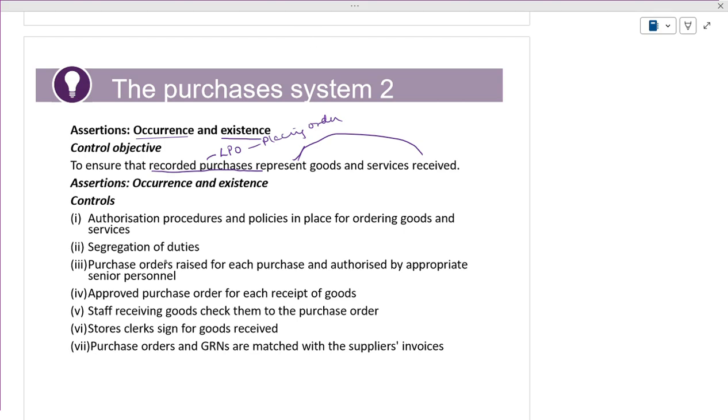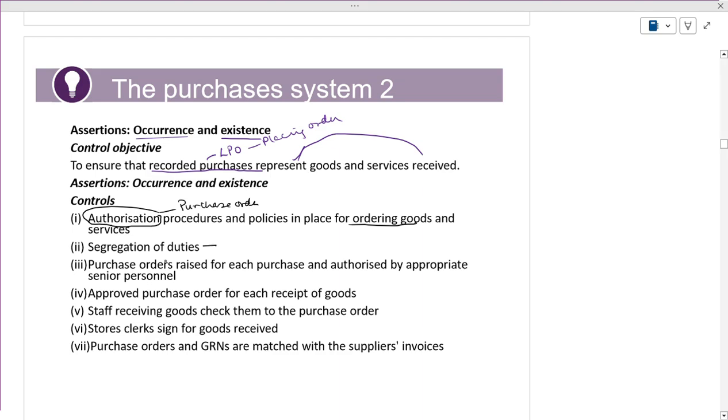What are the things? Authorization procedures and policies for who will order, who has the authorization. Everybody cannot order the products. When you are raising a purchase order, somebody has to authorize. Now you should ensure that there is a segregation of duties. This will come up everywhere. One person should not raise the order and the same person should not receive the order.